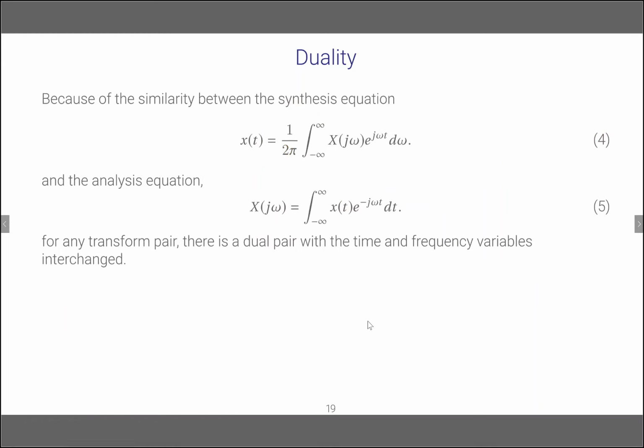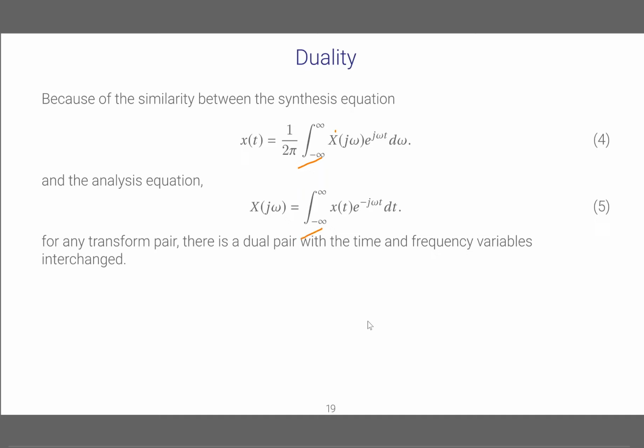Okay, then duality, another important property, because of the similarity between the synthesis equation and the analysis equation. So what are those similarities? Both are integrals. And this is a continuous signal, and this is also a continuous signal. Because of this, in spite of this constant, they look similar. For any transform pair, there is a dual pair with the time and frequency variables interchanged.